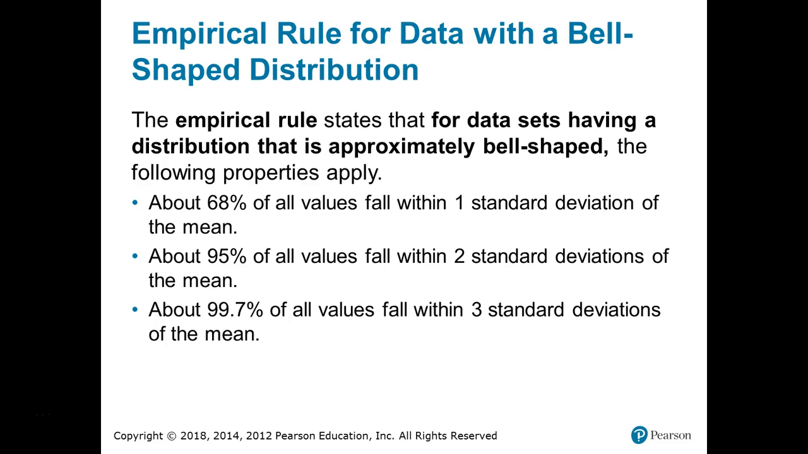So here is a very important slide right here. This is an important thing about normal curves. So the empirical rule states that for data sets having a distribution that is approximately bell-shaped or normal, the following properties apply. About 68% of all values fall within one standard deviation of the mean. 95% fall within 2 standard deviations, and 99.7% of all values fall within 3 standard deviations of the mean.